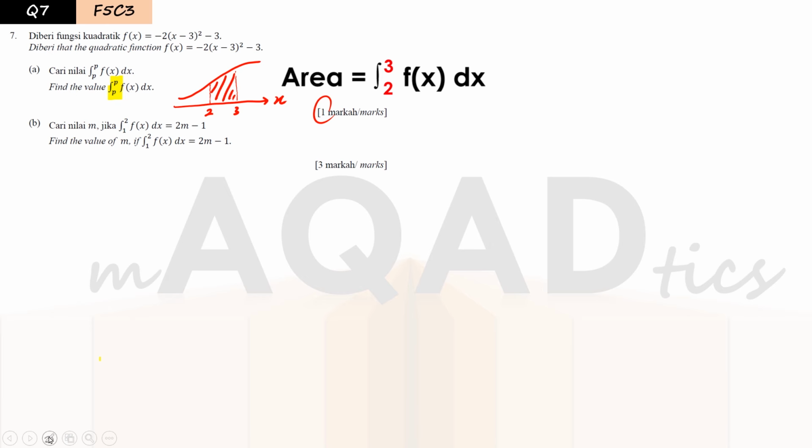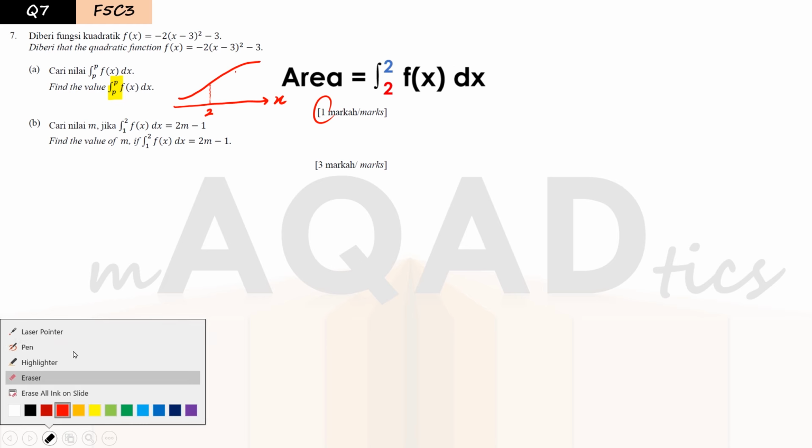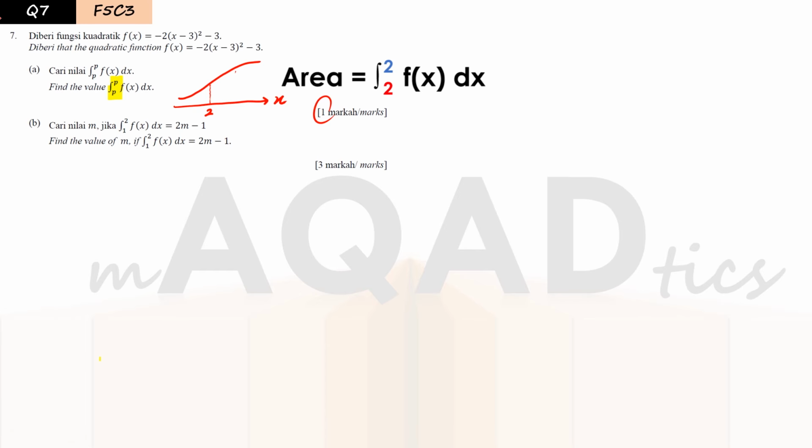But what if the two values here are the same? So let's say it's 2. We need to ask ourselves, can we find out an area if both of the values are the same? It's actually just a line. If it's a line, means there is no area, right? So the answer would be 0.